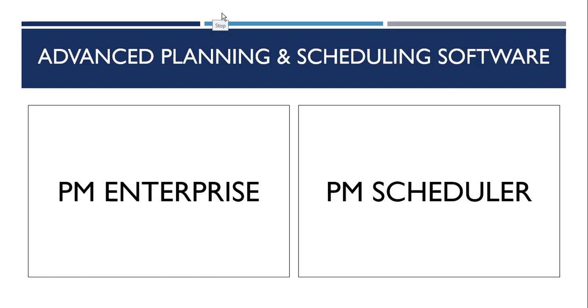Welcome to the demo of Advanced Planning and Scheduling software. The whole platform is divided into two versions, PM Enterprise and PM Scheduler. Let's have a quick snapshot at both the versions.